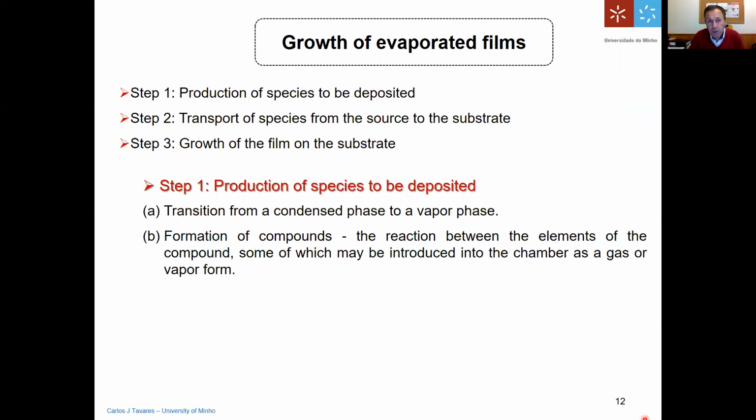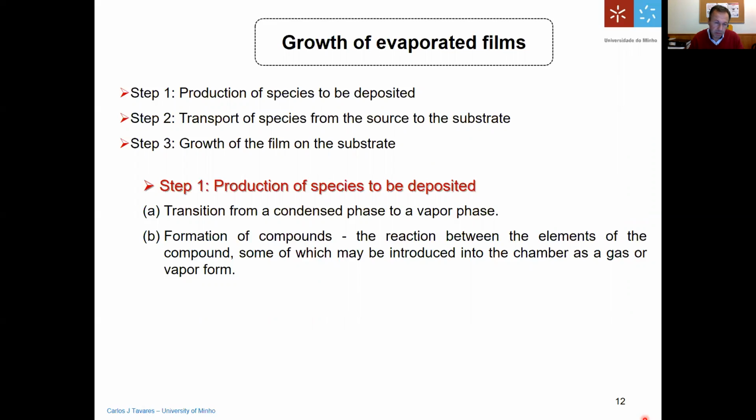So when we're looking at the growth of evaporated films, we have to follow specific steps. Step 1 regards the production of species to be deposited. So we have to have a crucible. We have to have a way that we can heat or have an electron beam to melt the species that we want to evaporate and to be deposited. We have to provide sufficient energy and kinetics for these species to go from the source to the substrate. And then we have the nucleation of the film on the substrate.